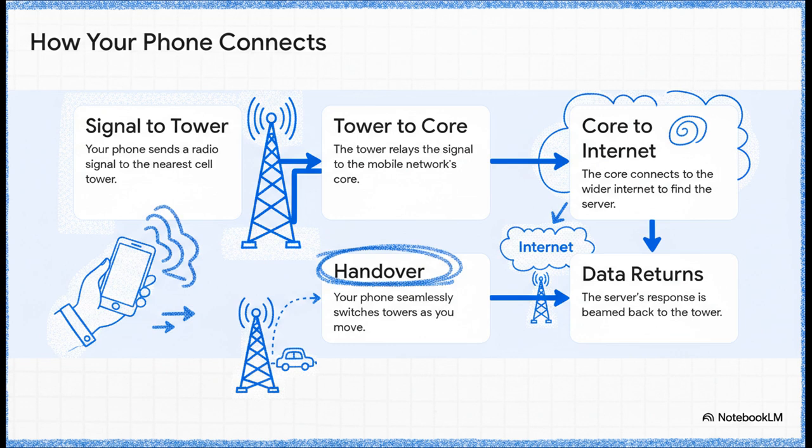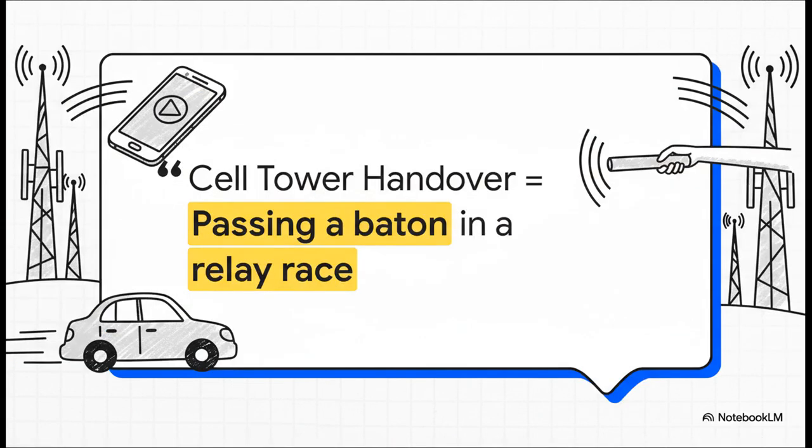Your phone is constantly performing what's called a handover, and it seamlessly switches your connection from one tower to the next without you ever even noticing a hiccup in your video. Yeah, a great way to think about it is like a relay race. Imagine you're driving down the highway, streaming something. Your phone is in this constant, super high-speed race, passing your data connection from tower to tower, just like a runner passes a baton. It's incredible.